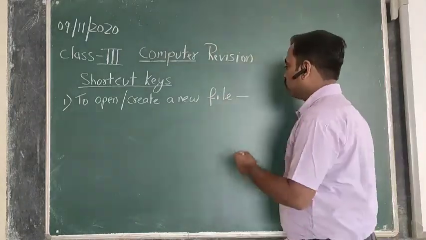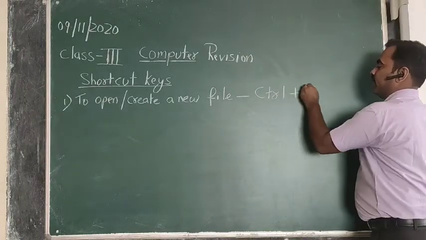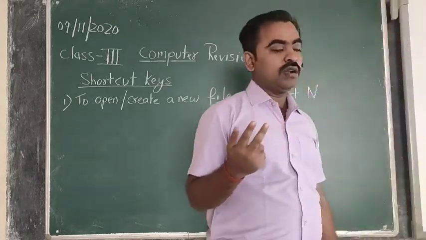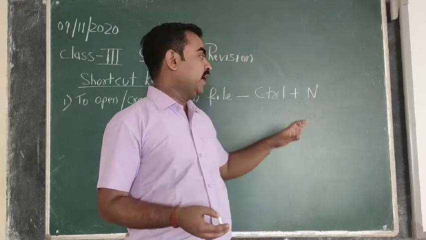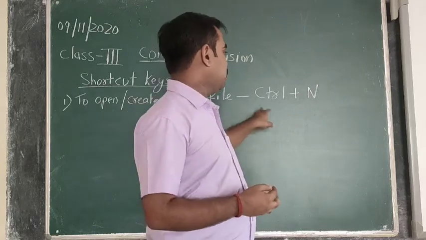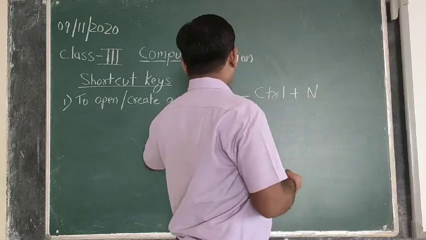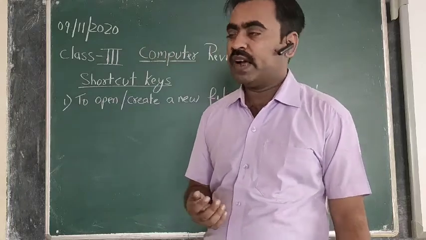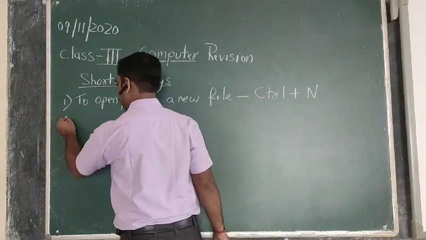So the shortcut key for this is Control plus N. There are two Control buttons on the keyboard; you can use any one of them. Along with that, you press the alphabet N, and the result of this action is that it will open a new program window for you, where you can create your own new document.